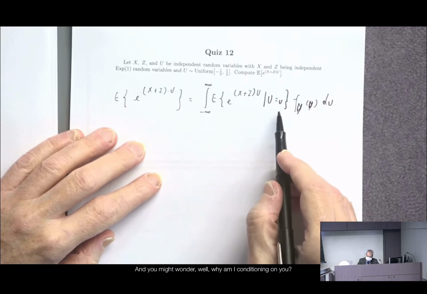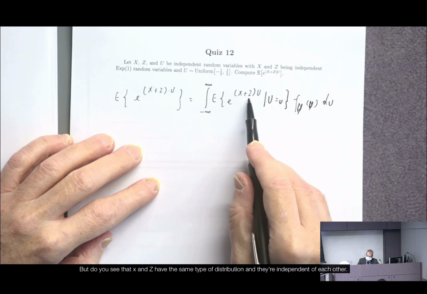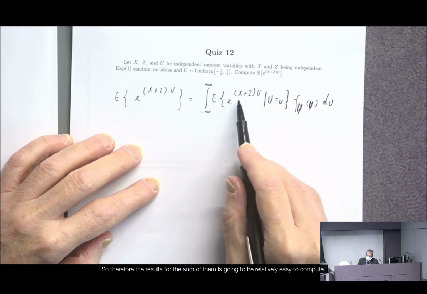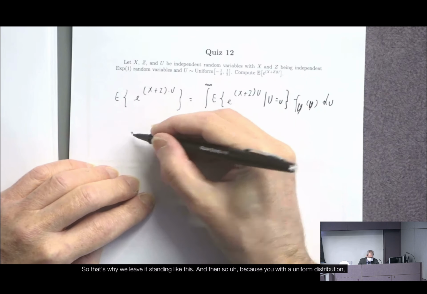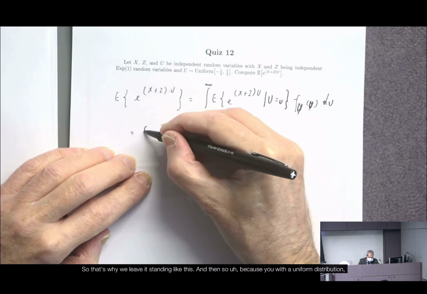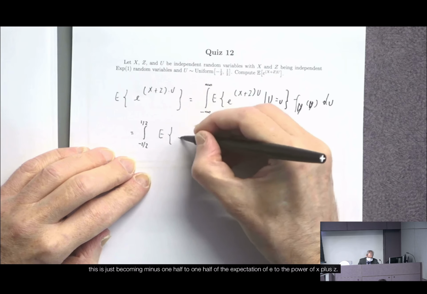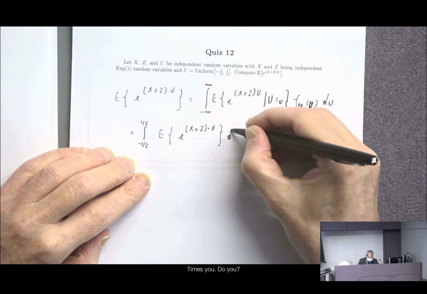And you might wonder, well, why am I conditioning on U? We're still stuck with two random variables up here. But you see that X and Z have the same type of distribution, and they're independent of each other. So therefore, the result for the sum of them is going to be relatively easy to compute. So that's why we leave it standing like this. And because U is a uniform distribution, this is just becoming the integral from minus 1/2 to 1/2 of the expectation of e to the power of (X+Z) times U du.